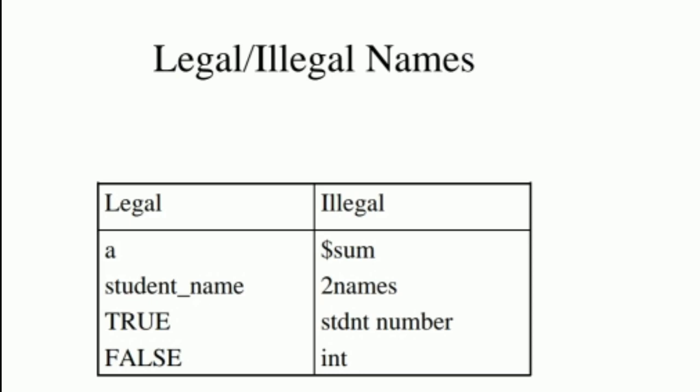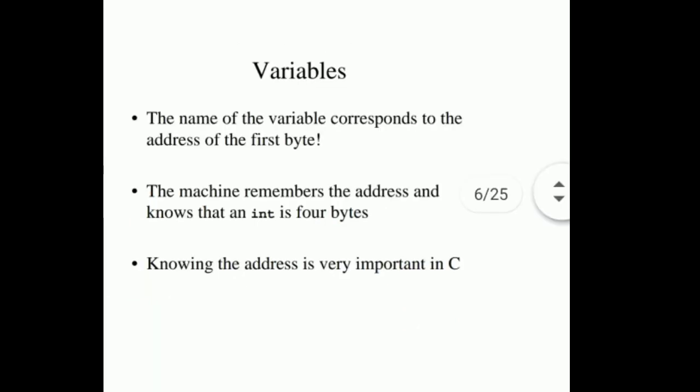The name of the variable corresponds to the address of the first byte. The machine remembers the address and knows that an int is 4 bytes. Okay, knowing the address is very important in C.